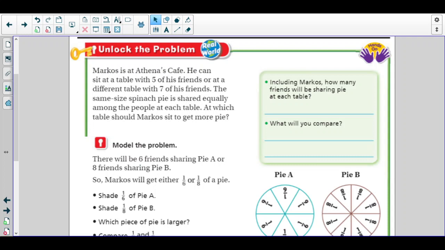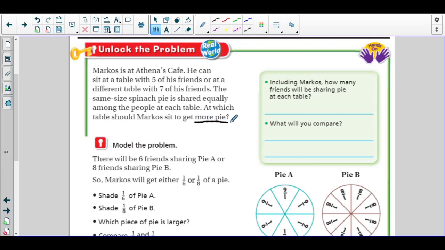Okay, so Marcos is at Athena's Cafe. He can sit at a table with 5 friends or at a different table with 7 of his friends. The same size spinach pie is shared equally among the people at each table. At which table should Marcos sit to get more pie?